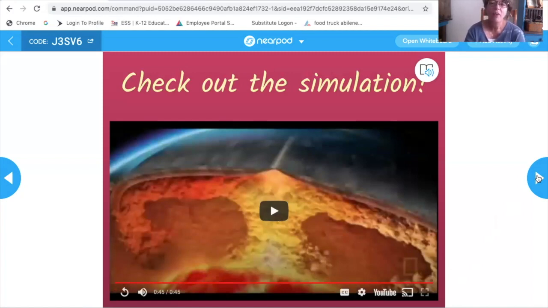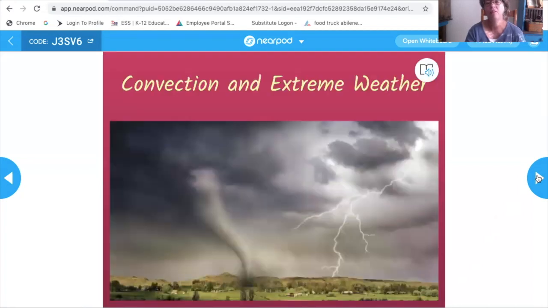All right, so convection has a lot to do with many different things, including our weather systems and our extreme weather. So when we think about how heat can transfer, well, one way is through convection. Just think about all the things that are around us that happen because of convection.